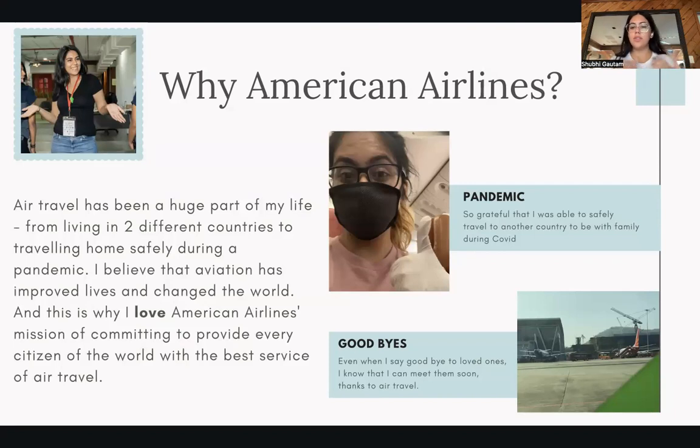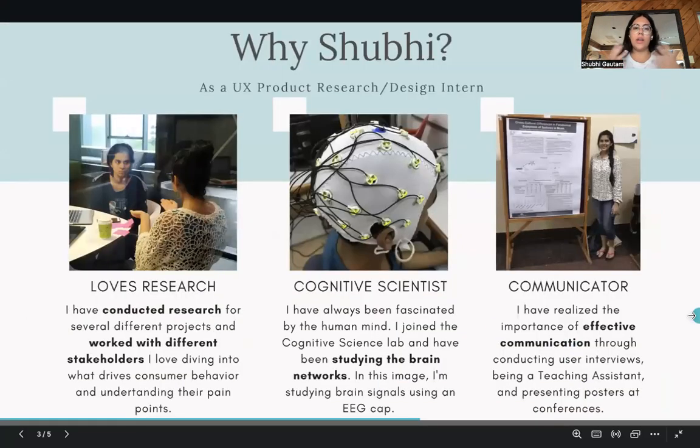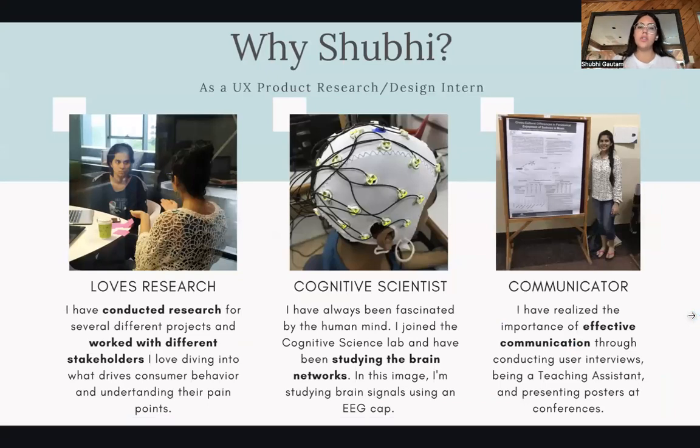Then I have pictures of me, and it's a little bit more personal about the fact that I've traveled a lot in general, and why travel matters to me. Then I have a section of why me? I look at the job description and understand what it is that they're looking for, the fact that I love research. This was a position that was very cognitive science, behavioral science oriented. So that is my opportunity here to highlight who I am when it comes to that.